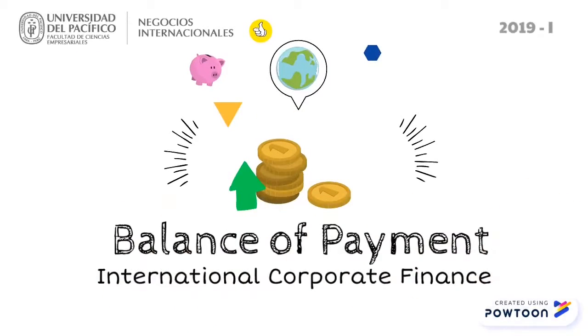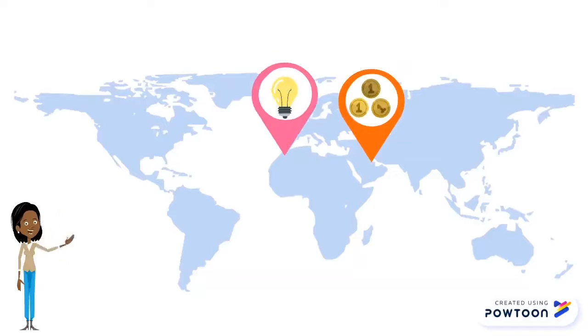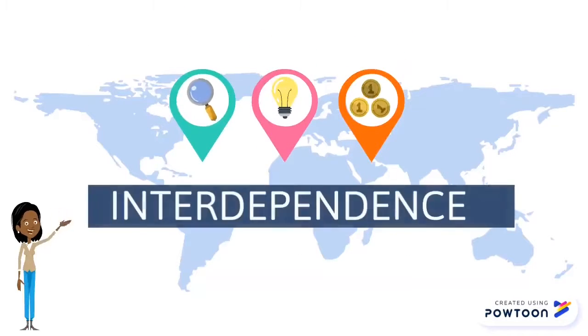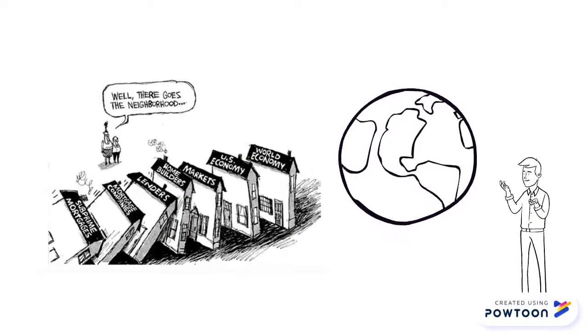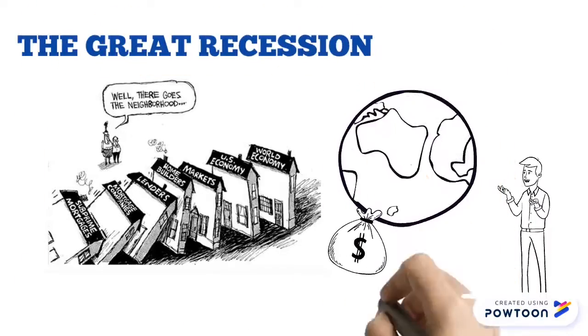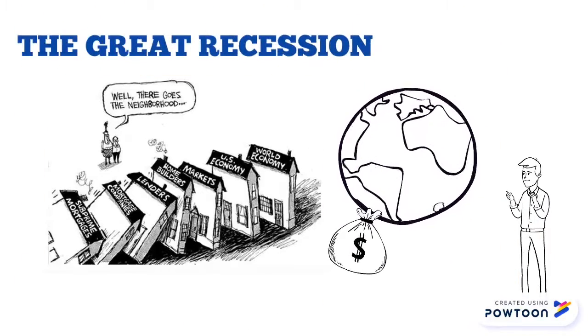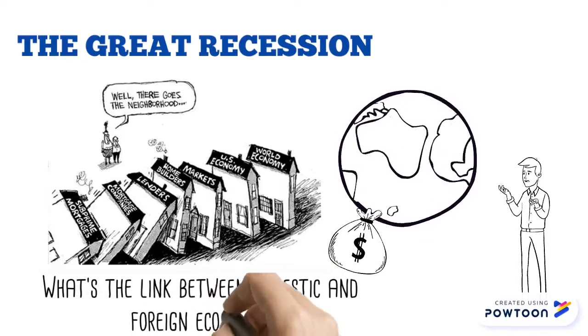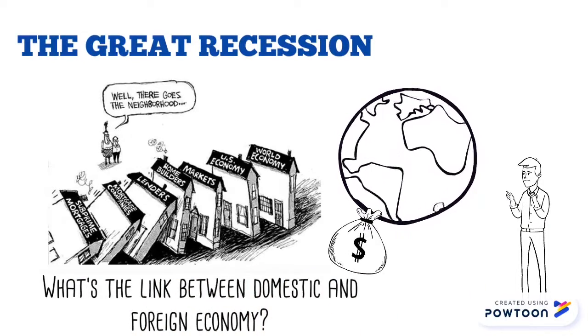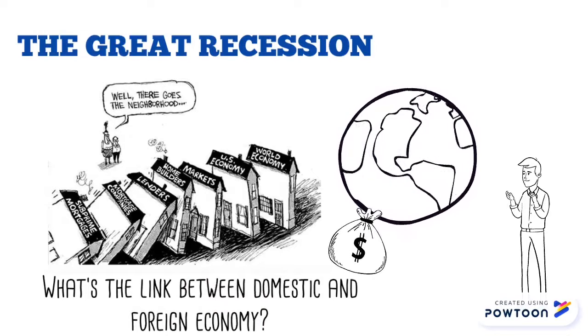So let's start. Since ancient times, trade has been part of this worldwide interdependence we are currently living in. One country's economic decision impacts another. So the relevance of this video is to understand how the international economic and financial linkages between a domestic and foreign country work and how they affect business viability.